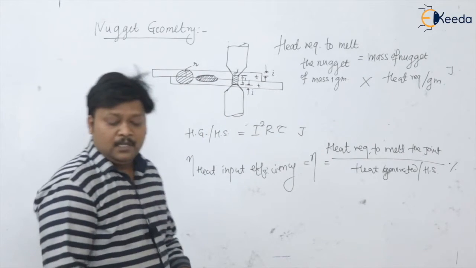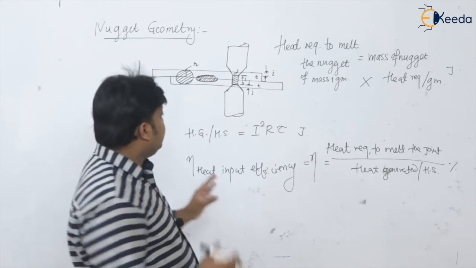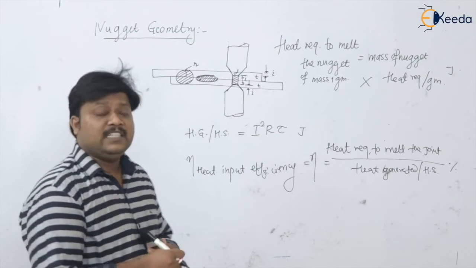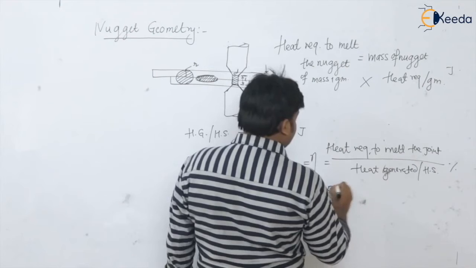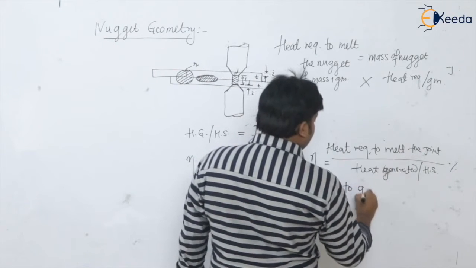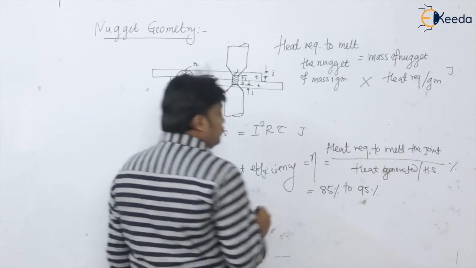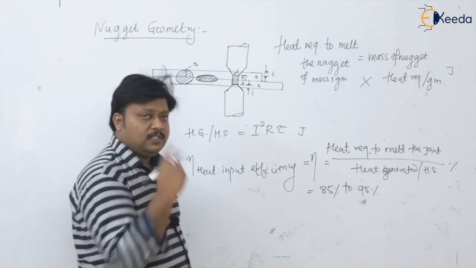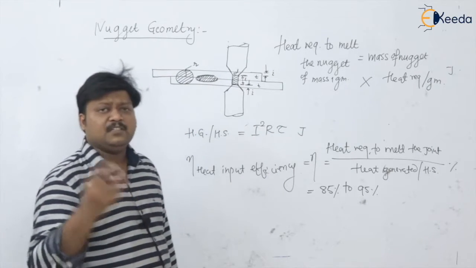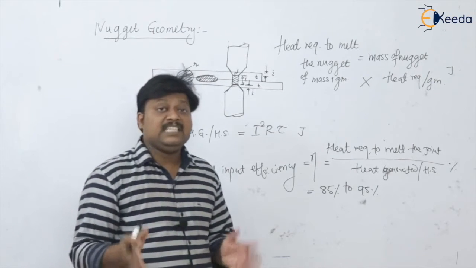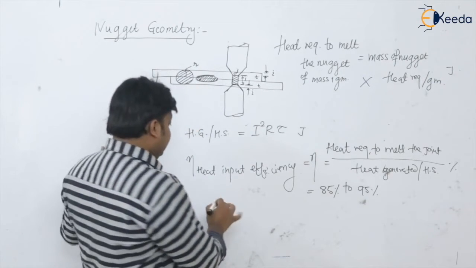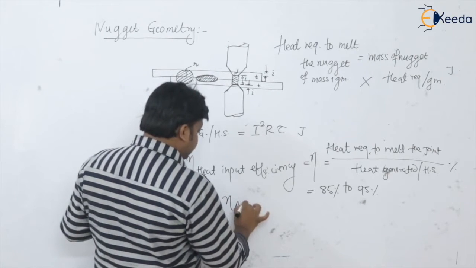Generally, the efficiency of resistance welding is very high, around 85% to 95%, because there are no such losses due to conduction, convection or radiation. We have the least efficiency in arc welding. What is the efficiency of arc welding?